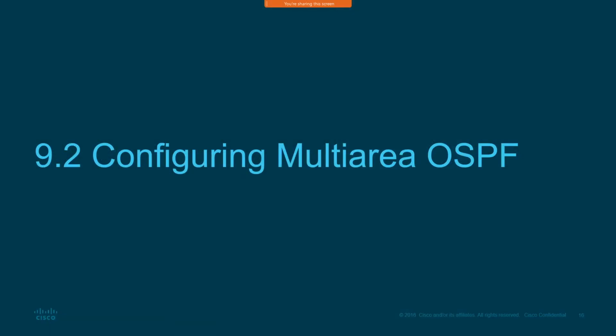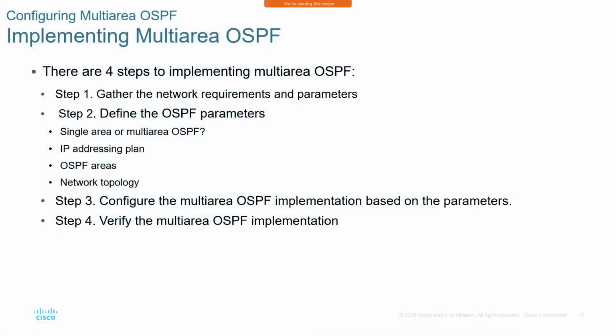All right, so we finished discussing how it works and the LSA types and the terminology, the ABR, ASBR. Now we are going to talk about how to configure it. There are basically 4 steps involved in implementing multi-area OSPF. The first step is to gather the network requirements and parameters. And by requirements, it basically means which interface of the router belongs to an area, which other interface belongs to a different area, and so on.